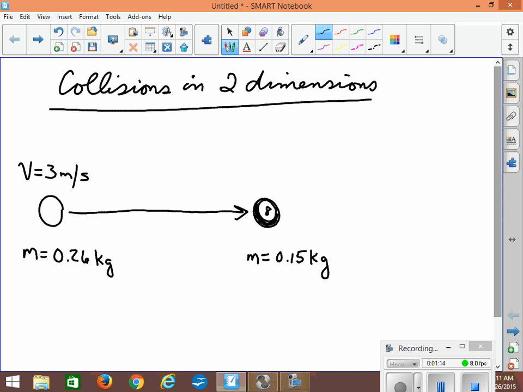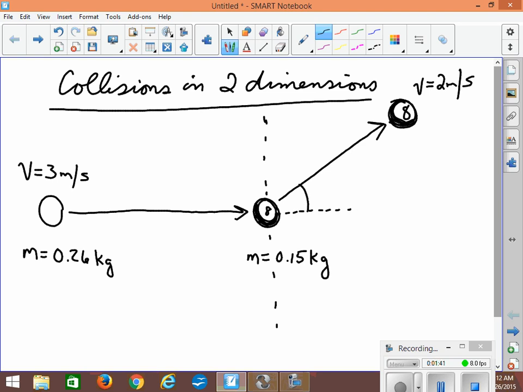So after they collide, here's a little dotted line. This is where the collision happens. After the collision, the 8 ball is going to shoot off at an angle like this. So this represents where the 8 ball is after the collision. And it will have a new speed of 2 meters per second. And to help us see exactly what direction that is, we're going to put an angle of 30 degrees here. The white ball, after the collision, is going to shoot off in this direction. So this would be the cue ball after the collision.